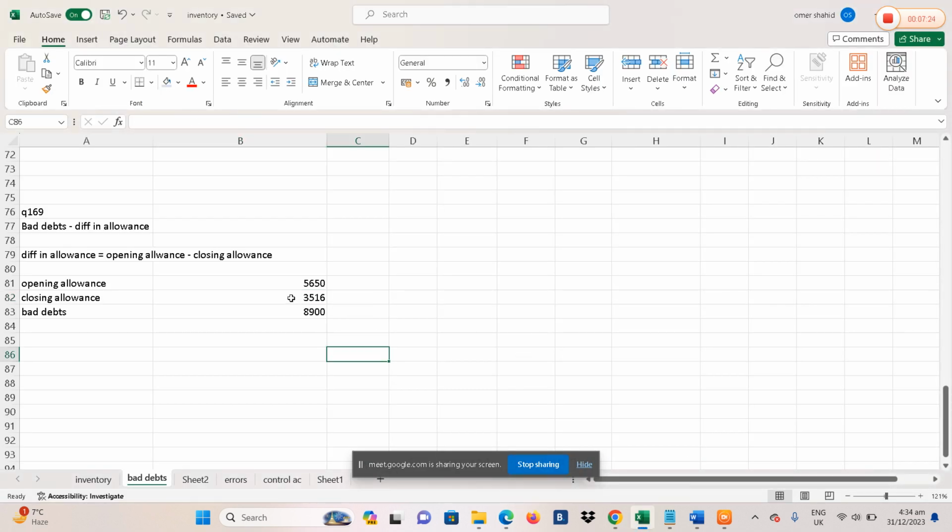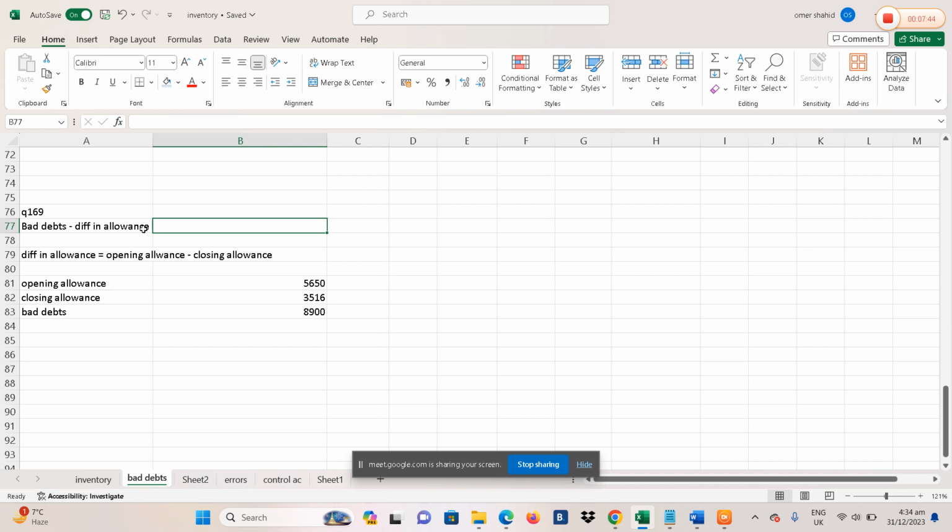So opening allowance was 5650. How we identified, I clearly mentioned that. And closing allowance is 3516. Bad debts are 8900 as mentioned in the question. Now let's apply the formula to charge in statement of profit and loss.